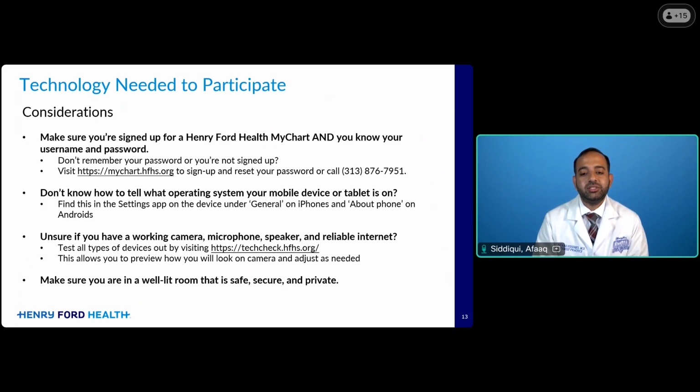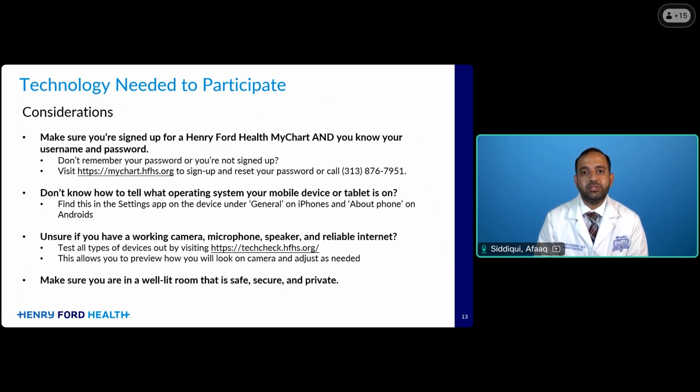Some considerations that you need to make sure of is that you have an active MyChart account. You may have forgotten your password, but you can go to the website mychart.hfhs.org to reset your password, or call the number here, 313-876-7951, and they can help you reset your password or get you signed up on MyChart.